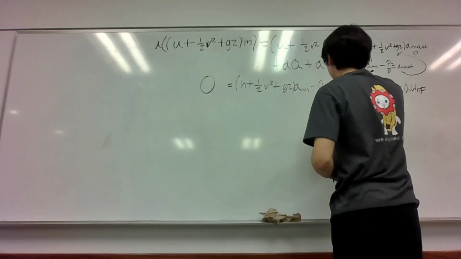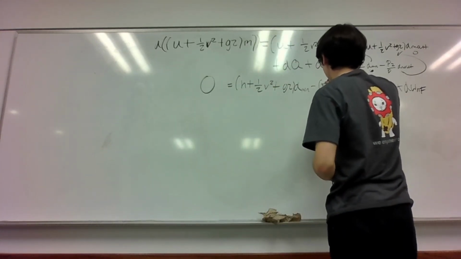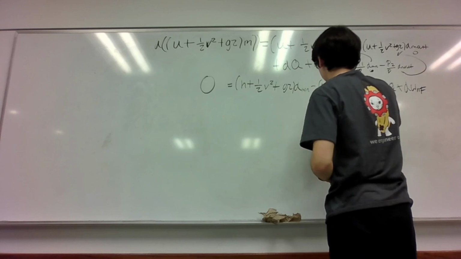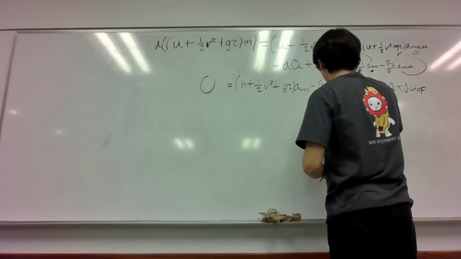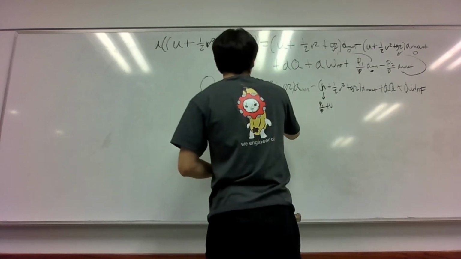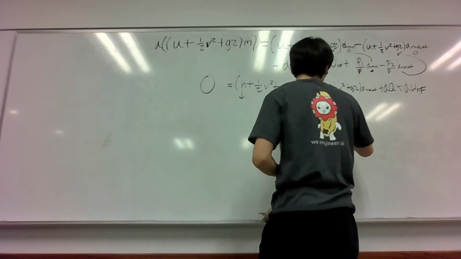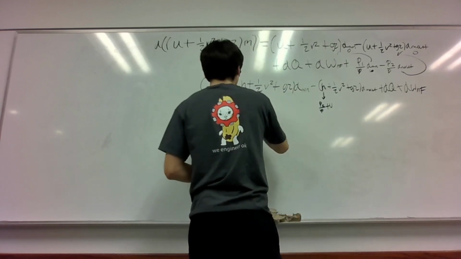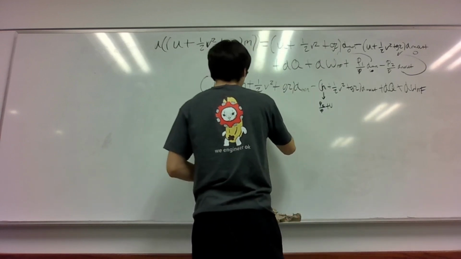And for our sake, we're going to kick H back. H is going to become, again, P1 over density plus U. And this is P2 here, so it will now become P2 over density plus U.